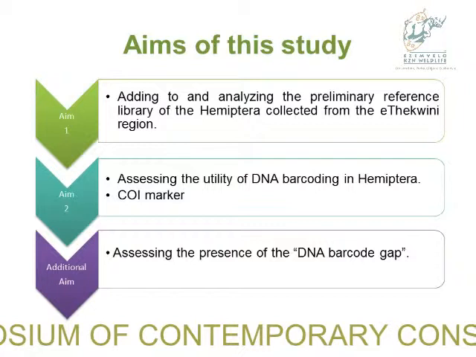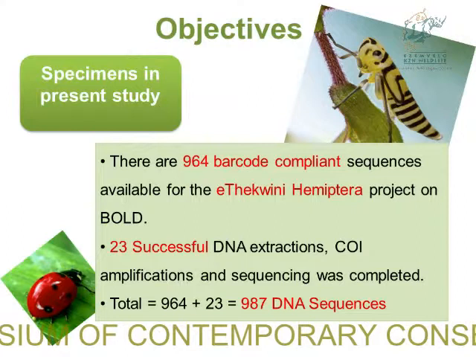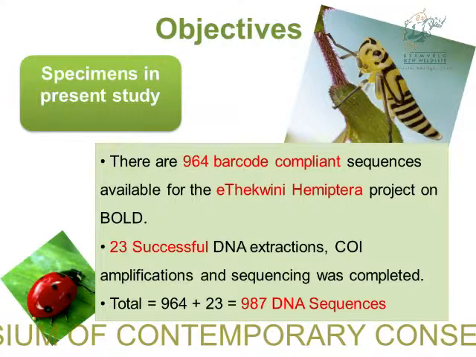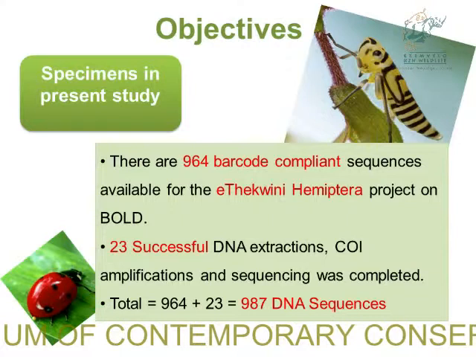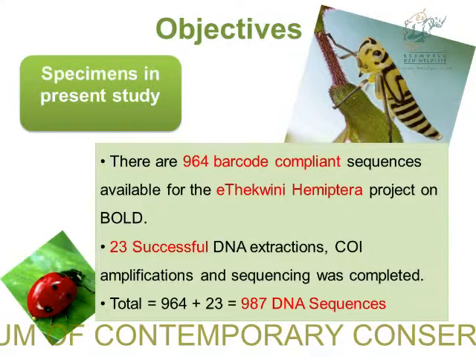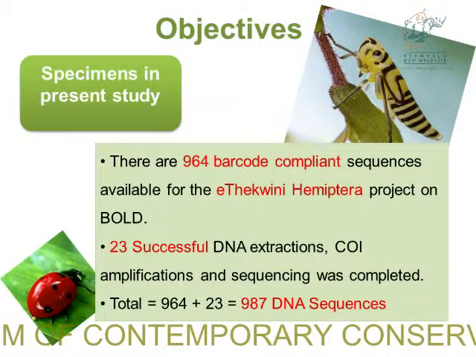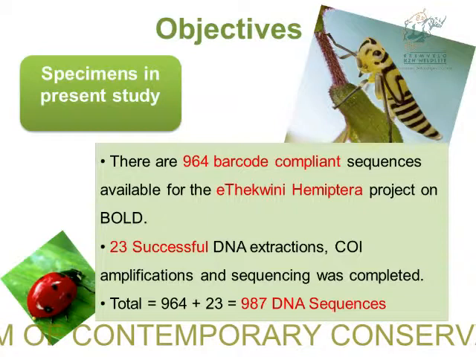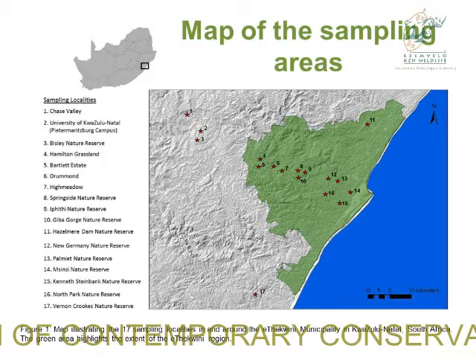For the objectives of the study, firstly, specimens in the present study were available. There were a total of 964 barcode compliant specimens available for the eThekwini Hemiptera project on BOLD. 23 successful DNA extractions, CO1 amplifications and sequencing were completed in my present study and added to this 964, allowing for 987 DNA sequences to be analyzed for my study. These sequences were collected among 17 different localities within and around the eThekwini region.